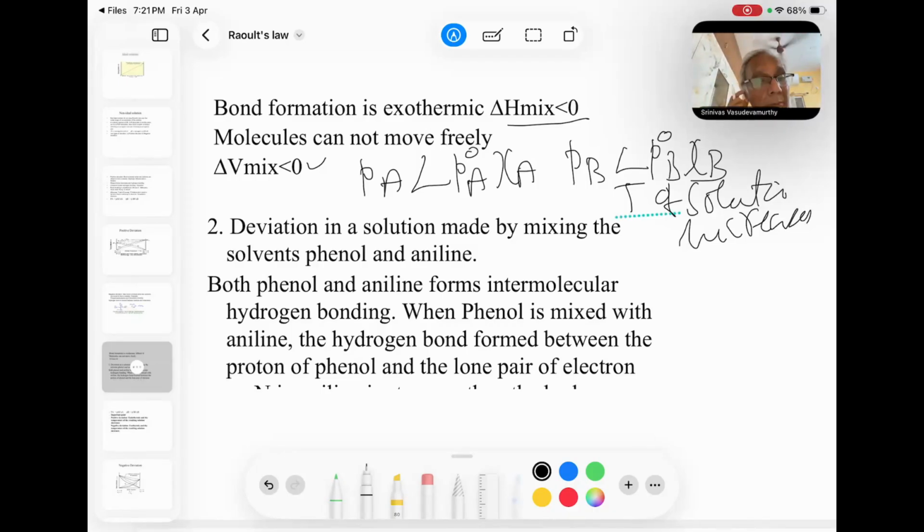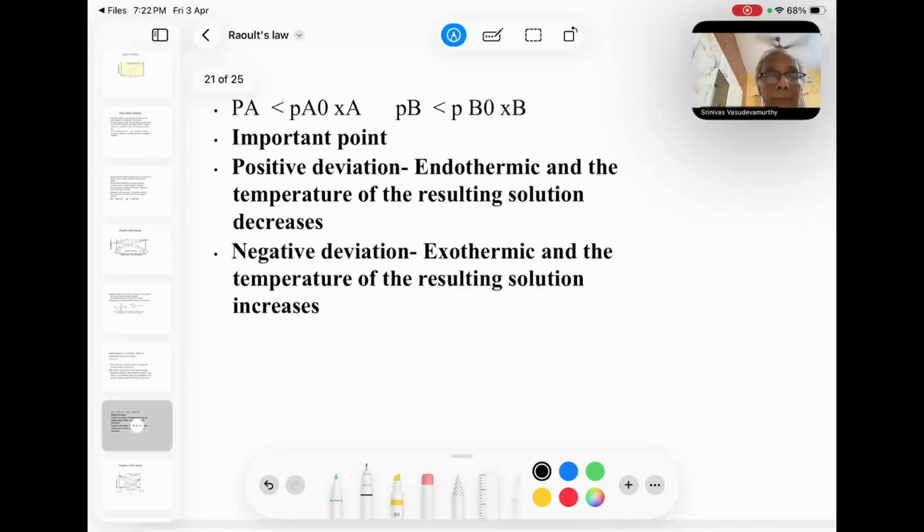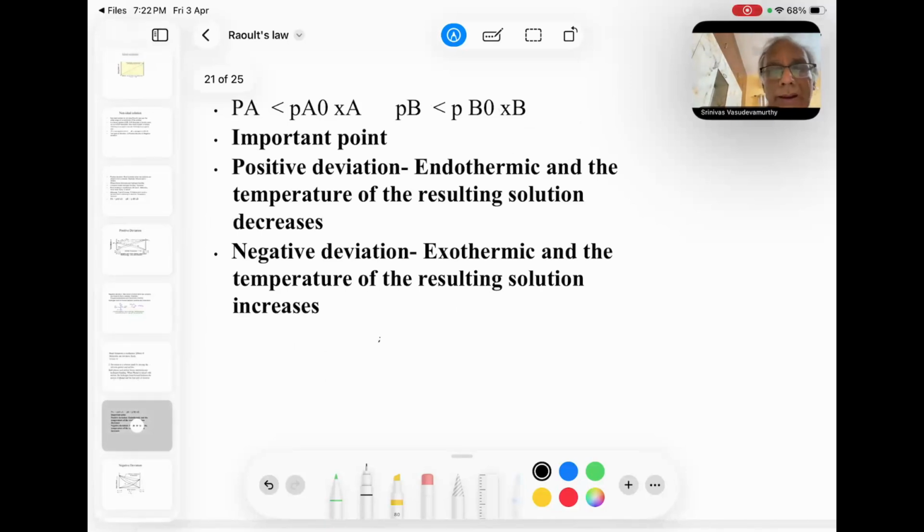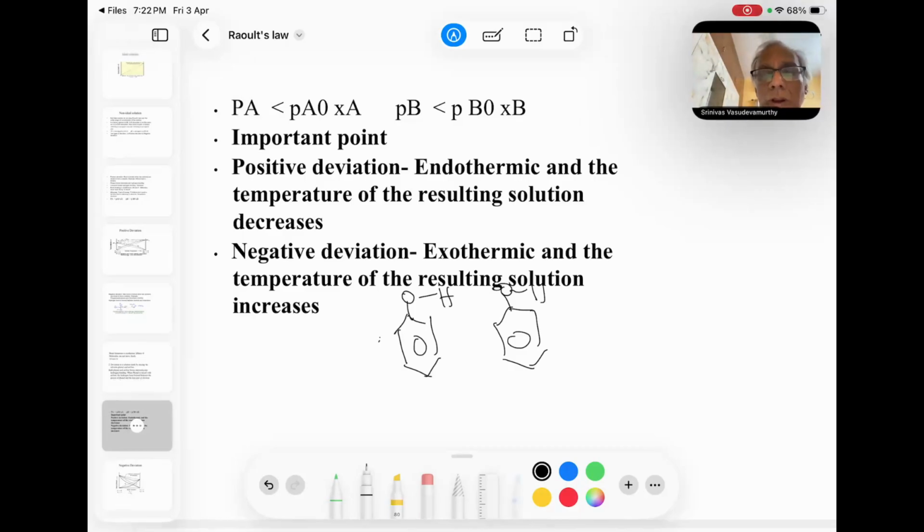One more example you can take is mixing two solvents, aniline and phenol. For example, I have taken phenol, C6H5OH, and another molecule of phenol, C6H5OH. Between the lone pair of electrons on oxygen and a proton of phenol, a hydrogen bond is formed. This is intermolecular hydrogen bonding.